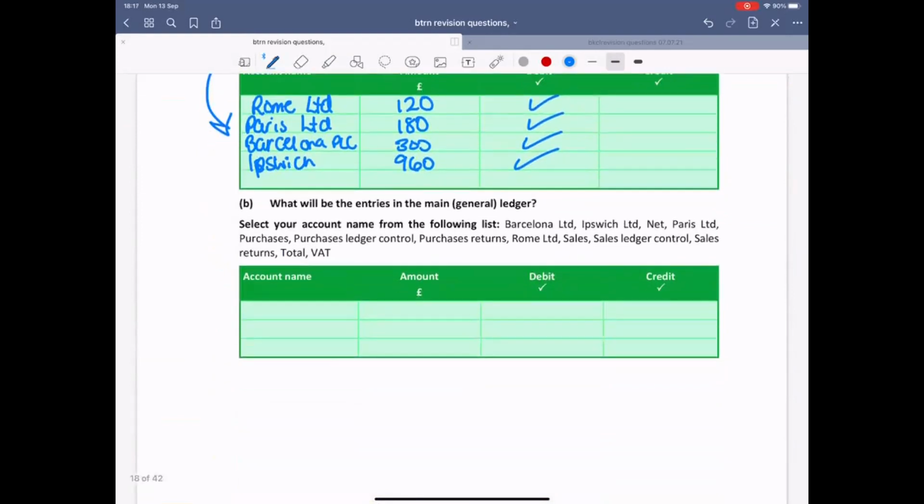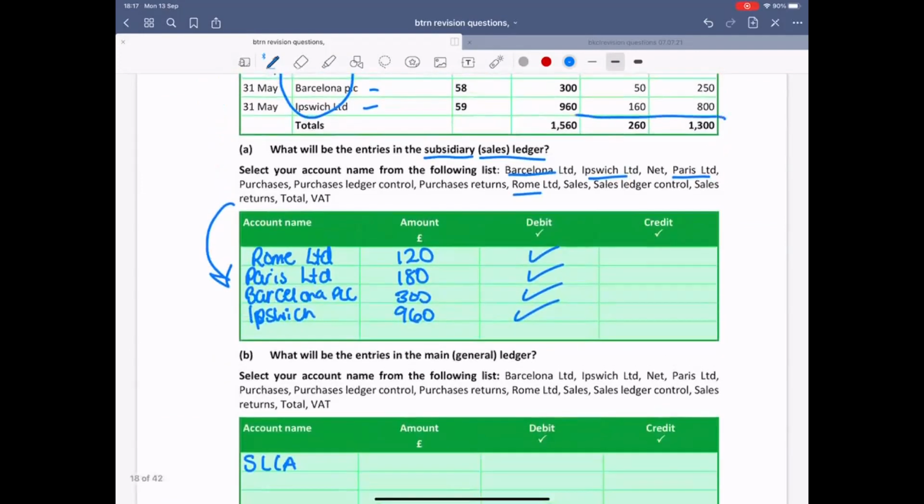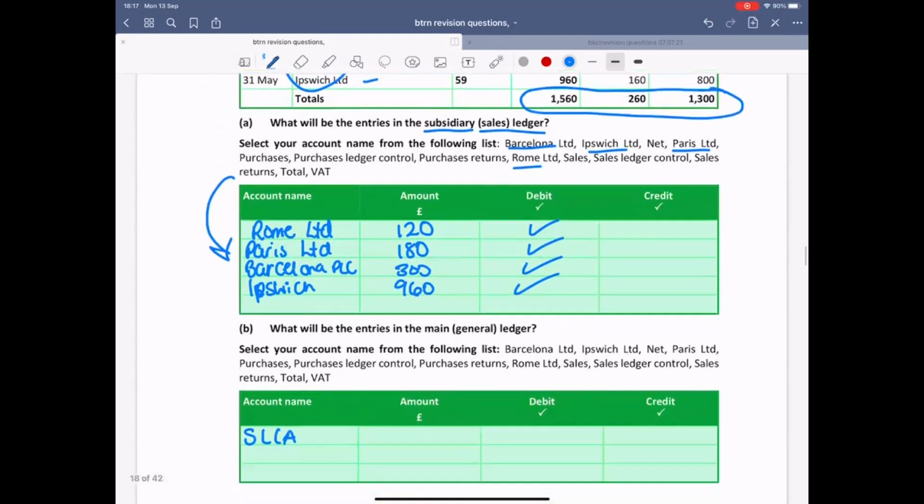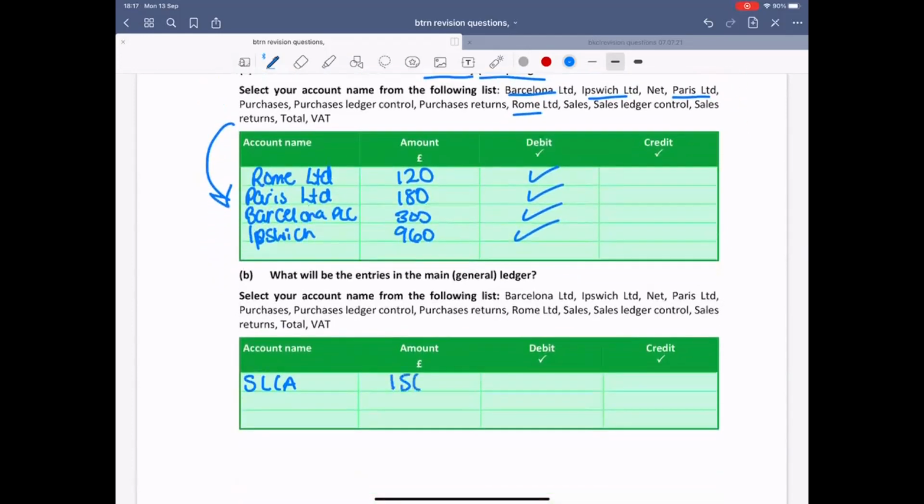So our sales ledger control account, I'm going to abbreviate to SLCA because my writing's far too big for this. And we're going to put the total. So whatever we see on this total line, we're going to update. So our sales ledger control account, we're going to update for the full 1560. We're going to debit the sales ledger control account.